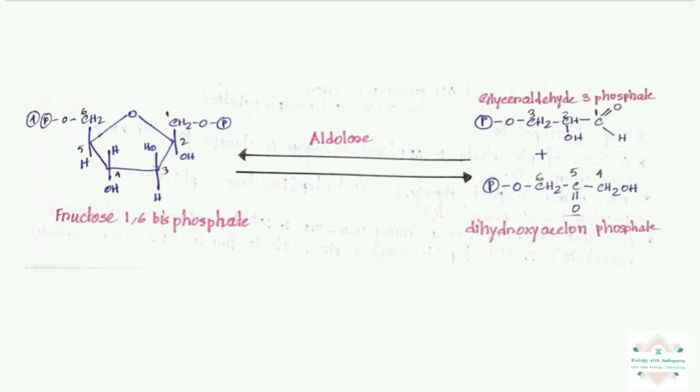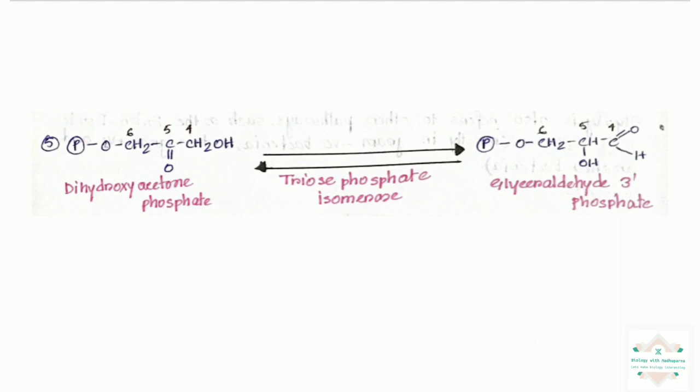In this step, fructose 1,6-bisphosphate is converted into two different products. Those products are glyceraldehyde 3-phosphate and dihydroxyacetone phosphate, with the help of the enzyme aldolase. So till now we were dealing with one hexose sugar. Now we have two triose sugars in our hand. In the next reaction, dihydroxyacetone phosphate, which is a product of the previous reaction, is converted into glyceraldehyde 3-phosphate with the help of the enzyme triose phosphate isomerase. So now we have two molecules of glyceraldehyde 3-phosphate.